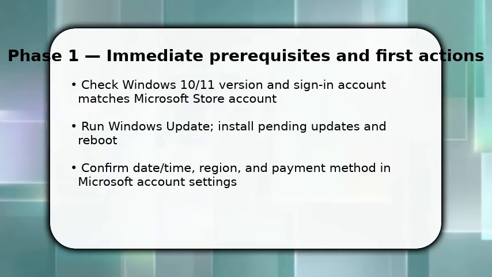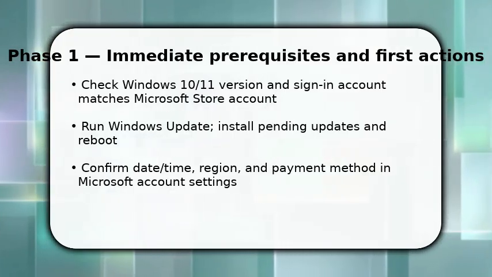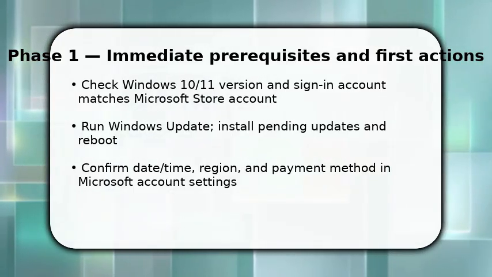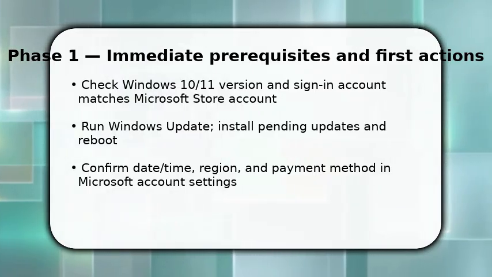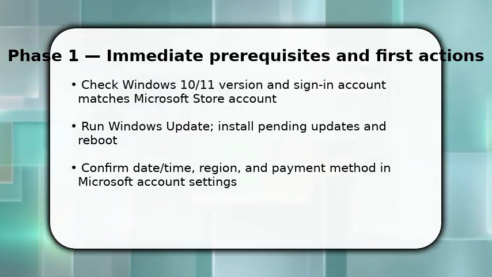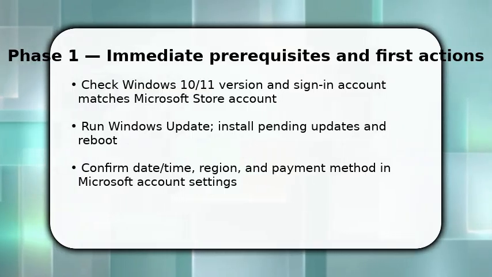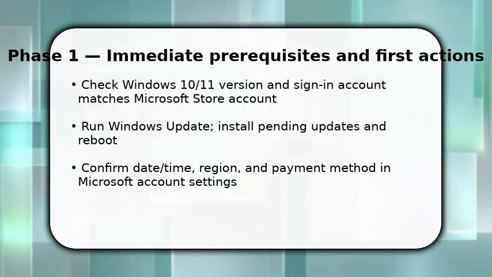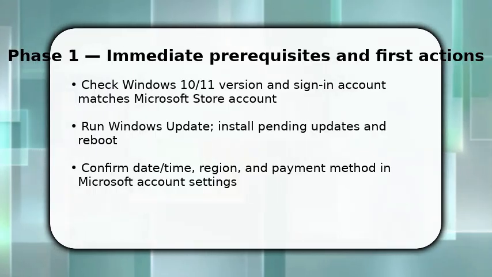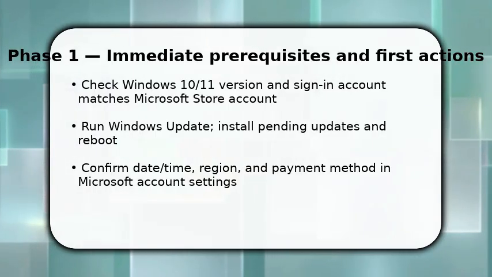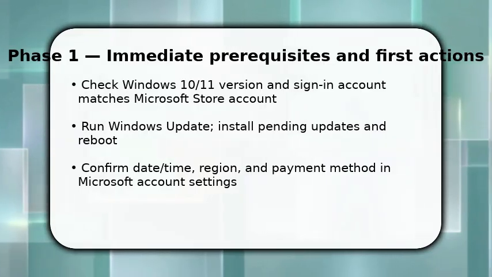You need to start where Windows and account settings meet. First, confirm you're signed into the same Microsoft account in Settings and the Store. Mismatches cause ownership errors. Once done, run Windows Update and reboot to apply patches. Many store issues clear with updated system components. Make sure date, time, and region are accurate. Certificate checks depend on them.